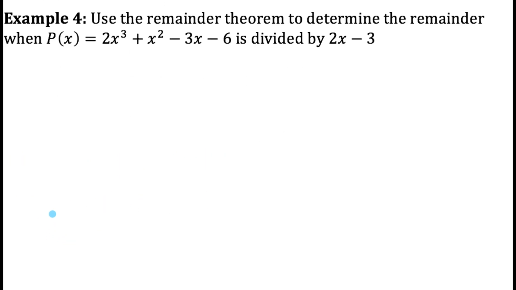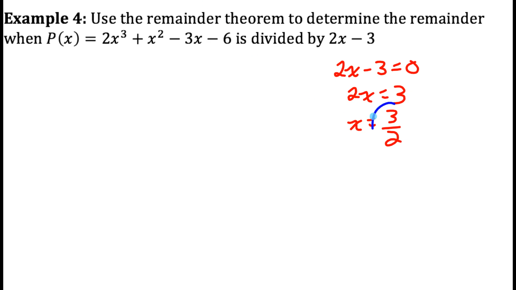Example 4, another practice of the remainder theorem. Use the remainder theorem to determine the remainder if this polynomial is divided by 2x minus 3. If we want the remainder, all we have to do is plug in the 0 of 2x minus 3. So let's figure out what makes this be 0. Solve that equation for x. I would get 3 over 2 is what makes it be 0.